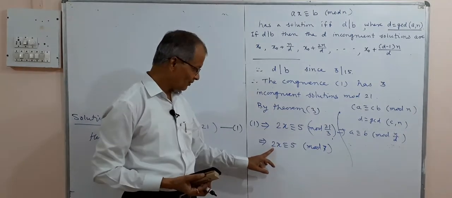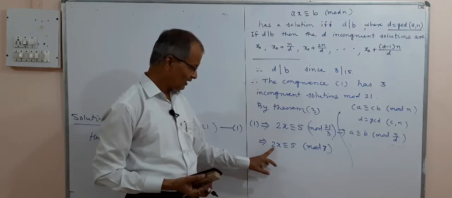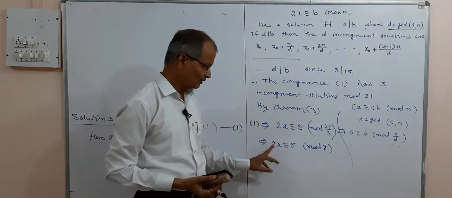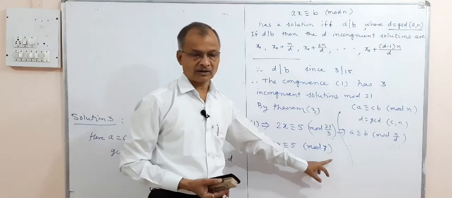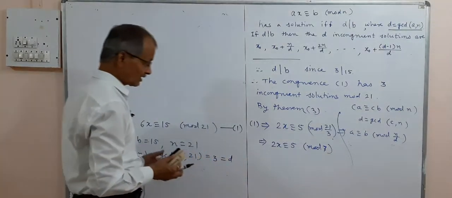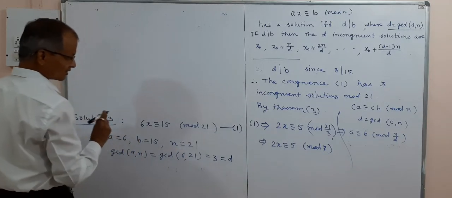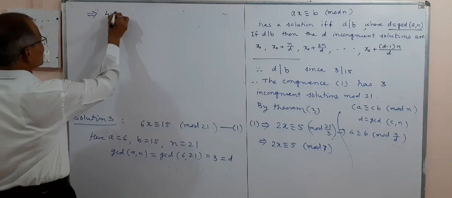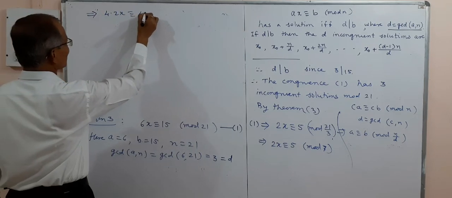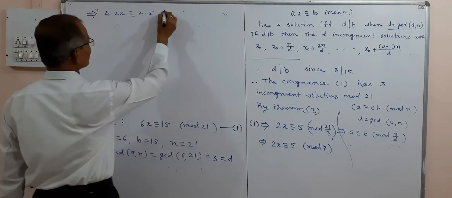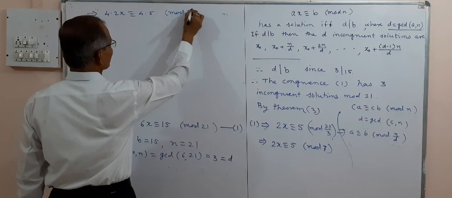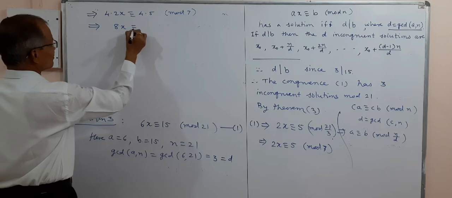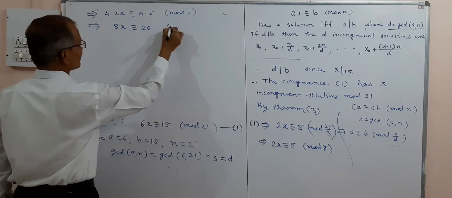and we see if you multiply this by 4, we get 8x. Multiply both sides by 4, 8x, but 8 is congruent to 1 under modulo 7. So therefore that gives directly the solution. So we multiply both sides by 4, that is 4 into 2x is congruent to 4 into 5 modulo 7, and this implies 8x congruent to 20 modulo 7.